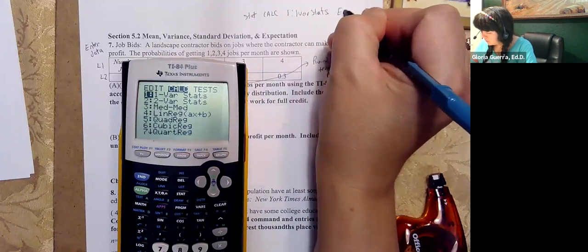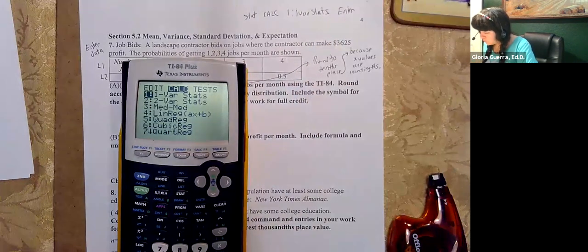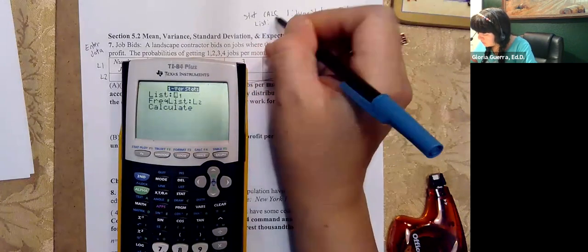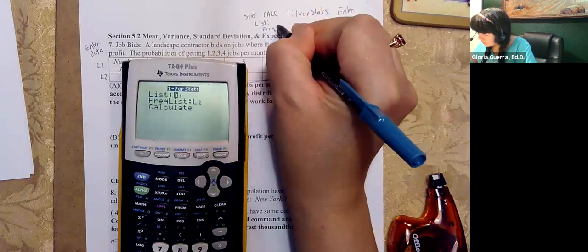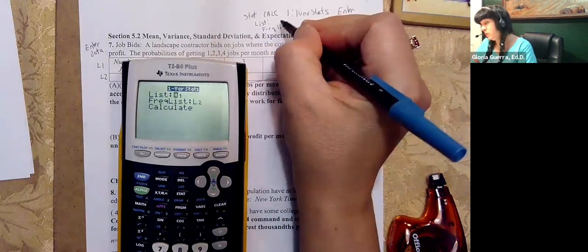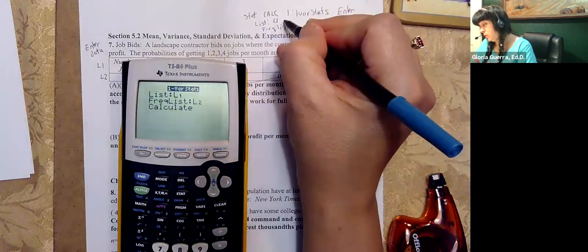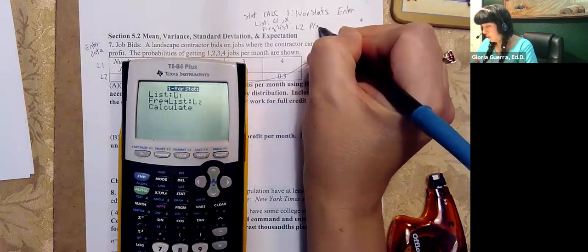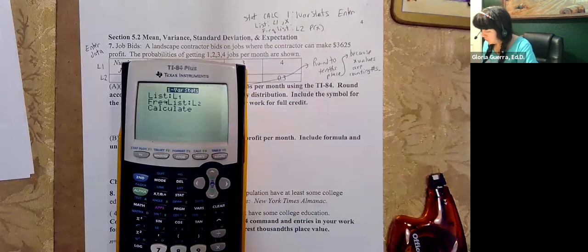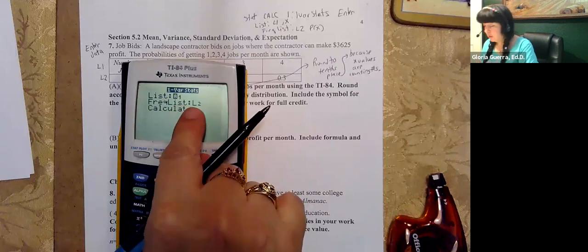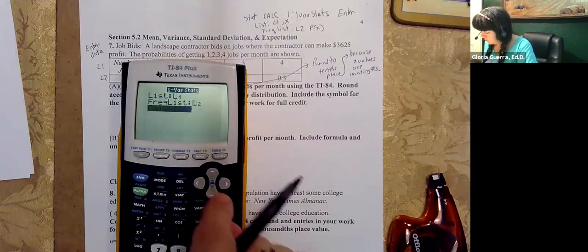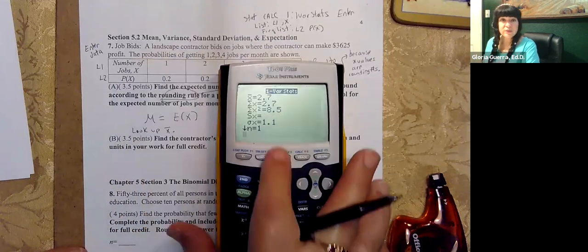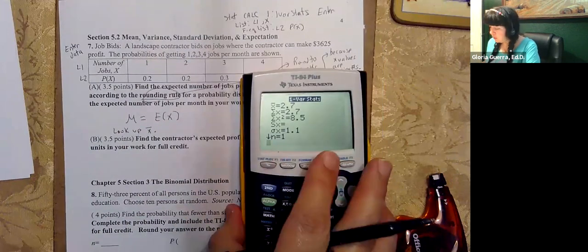One variable stats. Lists and frequency lists. List is L1, that's your X, and list is L2, that's your probabilities, okay? We have that because we did this in the previous problem, so we already have that set. And it looks like X bar is 2.7, and that's already rounded to the nearest tenth.